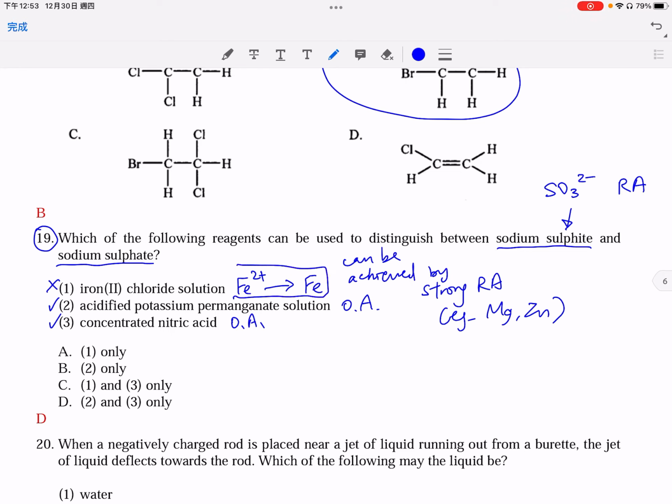So it is difficult to achieve this reduction by sodium sulfite. Therefore, the answer is D.